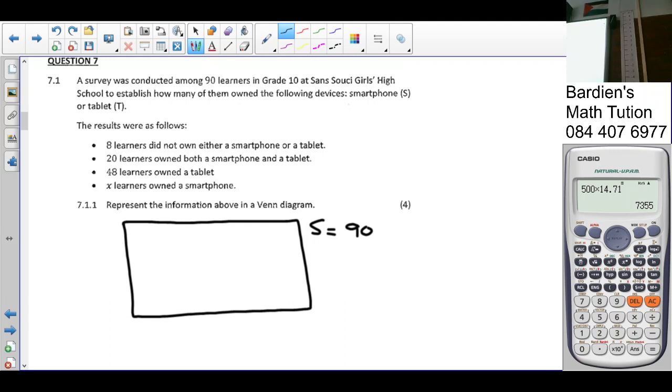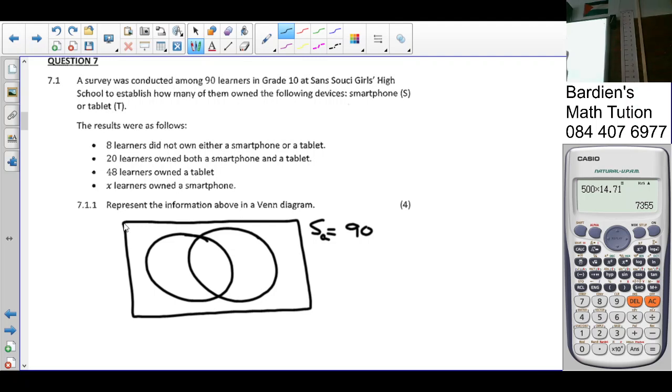In grade 10 at St. Susie High School, to establish how many of them own the following devices. S is smartphones and T is tablets. So let's say S, a sample space. Before I go anywhere, are these events mutually exclusive or not, if I draw it like this? They're inclusive, there's an overlap.